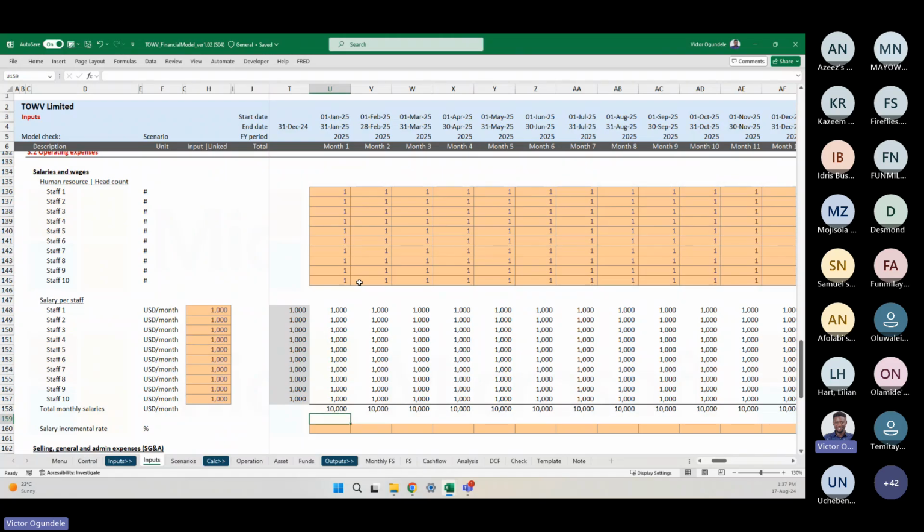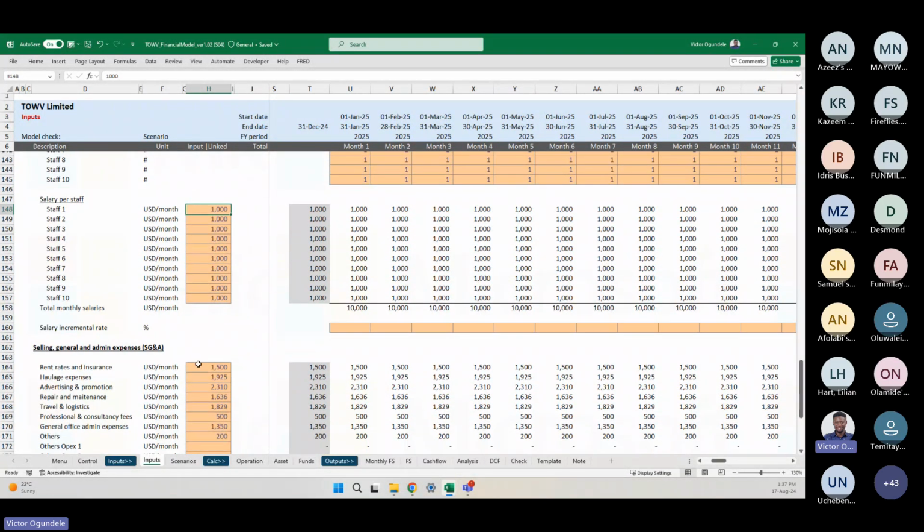Can you take the salary per staff again? Put your salary per staff. Just link this to the same staff headcount that you've typed up there. Put an input, 1,000 USD across, right? We do the same thing we did for our SG&A. Copy that format, paste it across there, link everything to your base, to your input, which represents the base period.